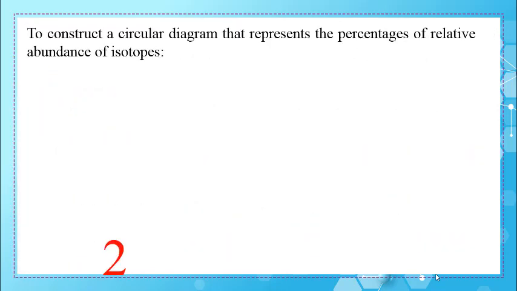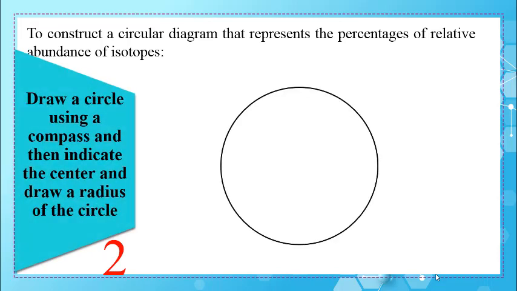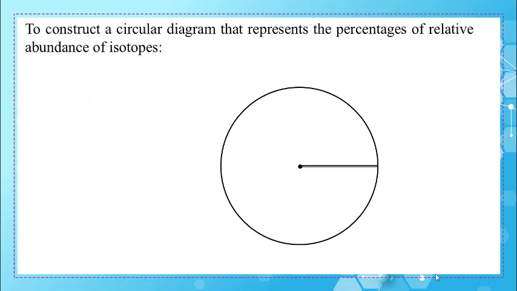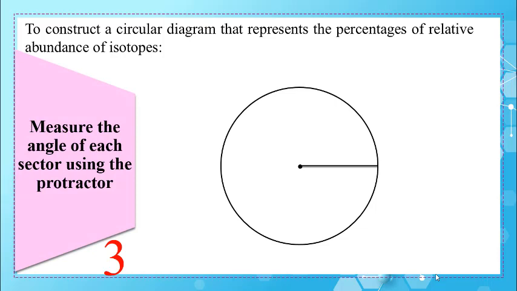Step 2. Since it's a circular diagram, we should draw a circle. So, draw a circle using a compass, then indicate the center and draw a radius of the circle. Step 3. Measure the angle of each sector using the protractor. We usually start by measuring the smallest angle. The smallest angle corresponds to Mg-25, which is equal to 36 degrees.